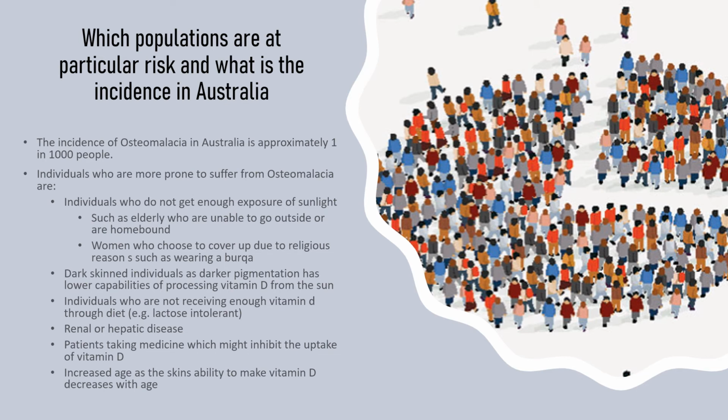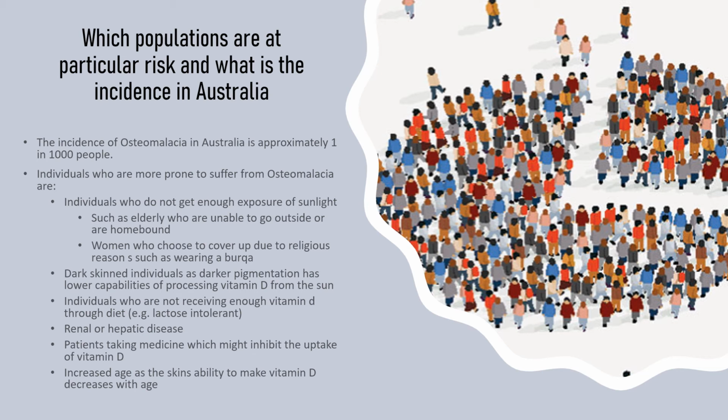So which populations are at particular risk and what is the incidence in Australia? The incidence of osteomalacia in Australia is approximately 1 in 1,000 people. Individuals who are more prone to suffer from osteomalacia are individuals who do not get enough exposure to sunlight, such as elderly who are unable to go outside or are homebound, and women who choose to cover up due to religious reasons such as wearing a burqa.